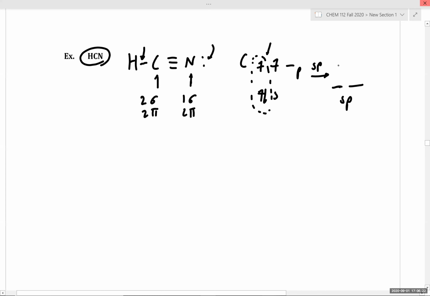So we generate our sp orbitals, and of course, as always, we still have 2 p orbitals left over from this hybridization process. Now, if we distribute our 4 electrons across these orbitals to maximize bonding, we now have 4 half-filled orbitals, and as we can see, we can form 2 sigma bonds using our hybrid orbitals, and we can form 2 pi bonds using our p orbitals.